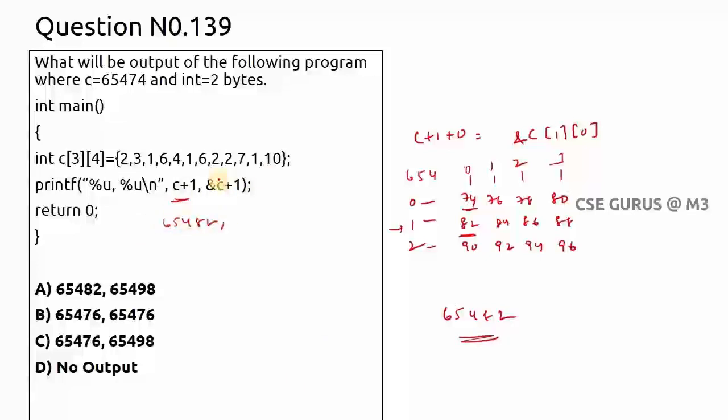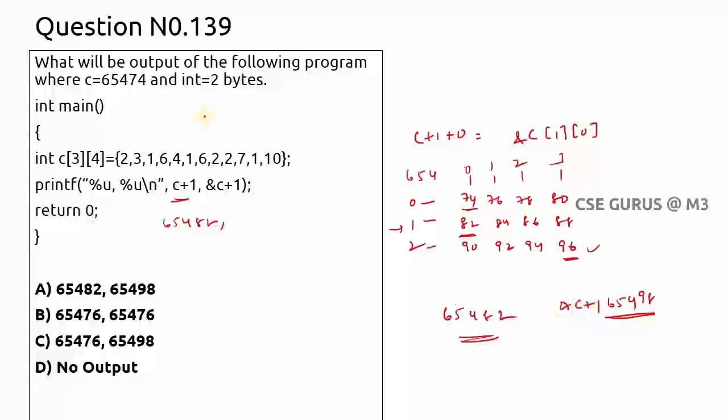Now what about &c+1? I told you in previous examples that if I take the address of the array plus 1, it takes the address after the allocation of the memory of the entire array. Now what is the last value in this array? 96. That means 65,496. After the allocation of all the array values, the last memory value is 96. Now what is the next value it will take? 98. That is 65,498. That will be your &c+1.